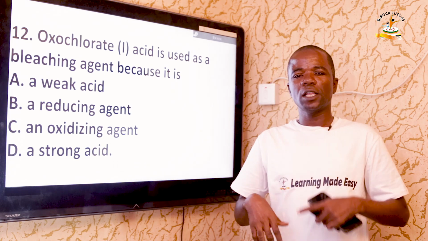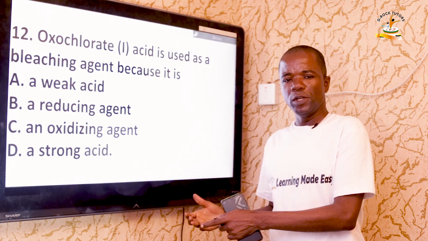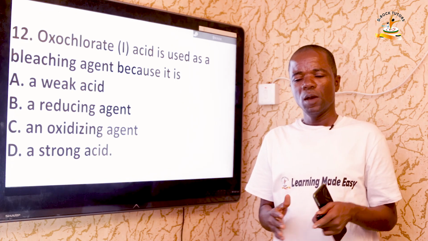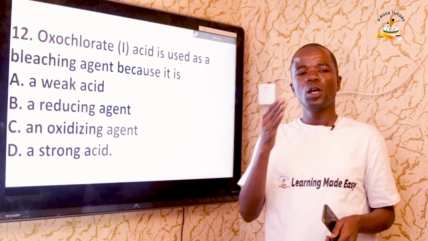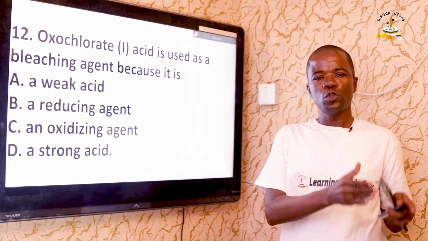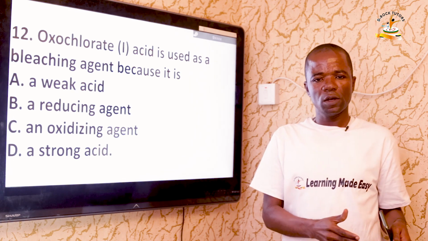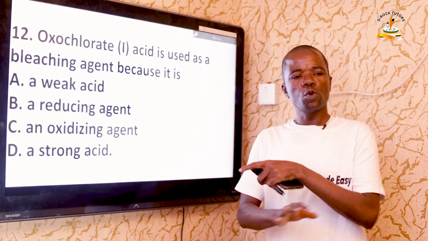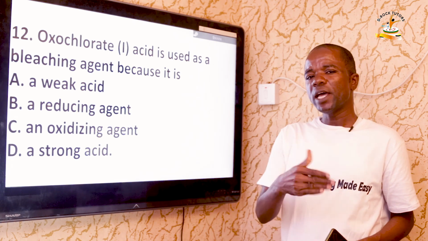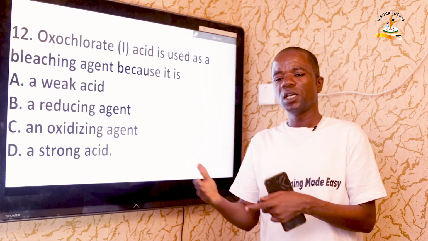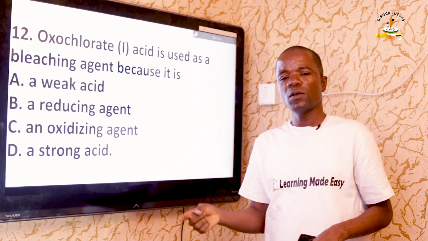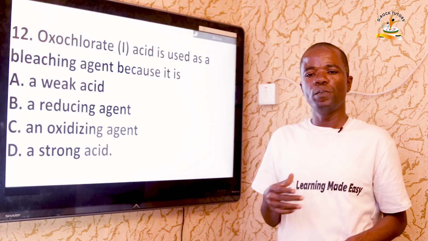Don't forget that chlorine bleaches substances, so also does sulfur oxide. But the difference between the two of them is that chlorine bleaches by oxidation, while sulfur oxide, SO2, bleaches by reduction. What does it mean? When chlorine bleaches, it bleaches permanently. The color cannot be regained again. But when SO2 bleaches, it bleaches temporarily. After some time, the bleached material can undergo oxidation and the color could be regained.